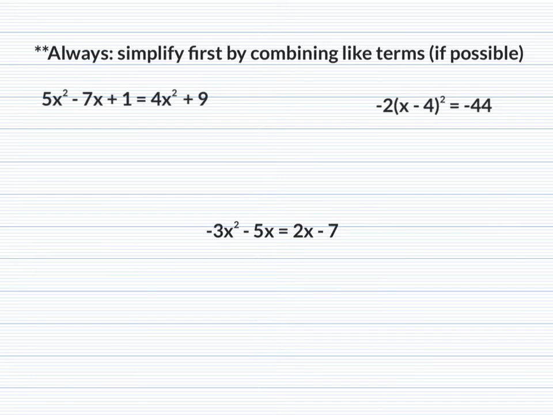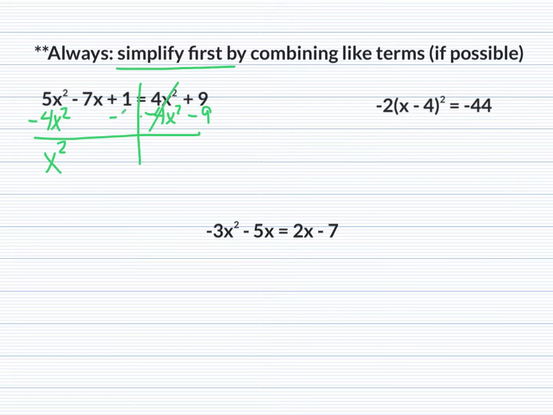So the first key is always simplify first by combining like terms if possible. So if we look at this first problem here, it doesn't look like any of our other problems, but first we need to get everything on one side. So I'm going to solve first by, hey, combining the 4x squared. So I'm going to minus 4x squared from both sides. So look at now 5 minus 4 is just 1x squared or x squared. Okay, I'm going to subtract 9 from the like term that's right here, minus 9. Okay, so I've got x squared minus 7x minus 8 equals 0.